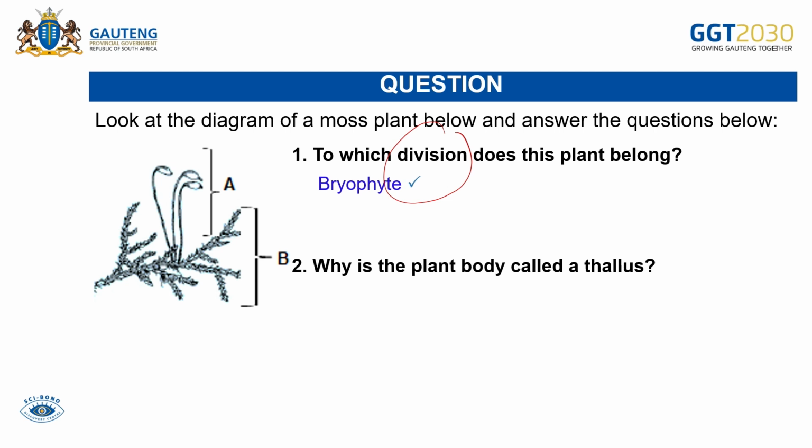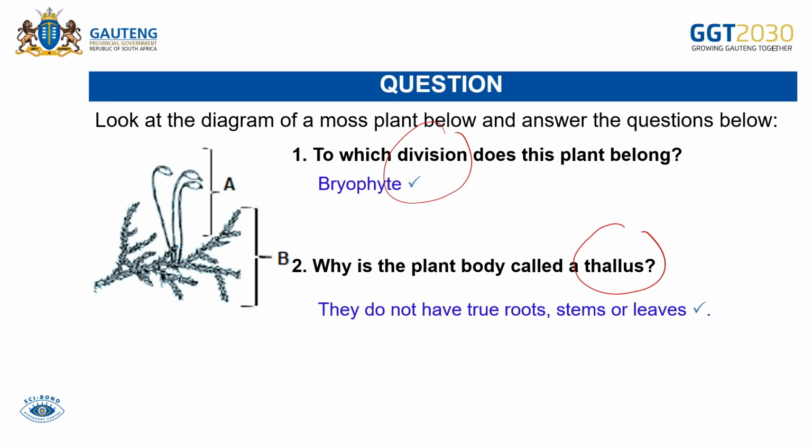Why is this plant body called a thallus? Remember what I said, learners? A thallus is when a plant has no true roots, no true stems, and no true leaves. If it doesn't have true roots, stems, and leaves like a normal plant, it is called a thallus, just like the one we've seen in the bread mold. So why is the plant body called a thallus? They do not have true roots, stems, or leaves.